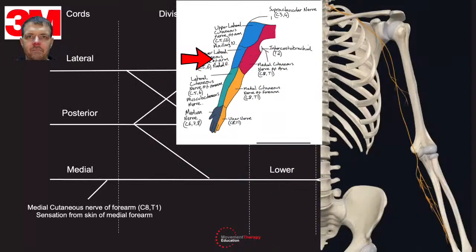And then the last M is this one, the medial cutaneous nerve of the forearm. So that's this section just here. Again, C8 and T1, all right, so that section just there. Medial cutaneous nerve of the forearm, sensation from the skin of the medial forearm. So it's that area there. So your 3 Ms for this medial cord are your medial pectoral nerve for pectoralis major and minor, medial cutaneous nerve of the arm, so the skin sensation to the upper part of the arm, and then medial cutaneous nerve of the forearm. Yeah, so that's your 3 Ms for that particular section there.